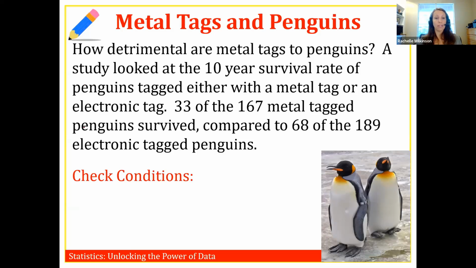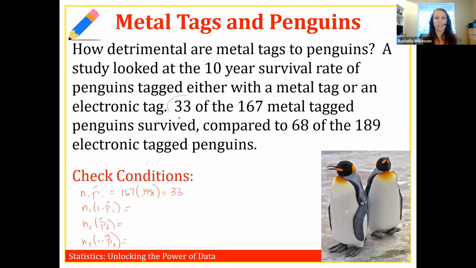So remember our conditions. We had N1 times P hat 1, N1 times 1 minus P hat 1, N2 times P hat 2, and N2 times 1 minus P hat 2. We need to figure out all 4 of these quantities, and then make sure that they're all at least 10. So the first one, N1 was 167, and P hat 1 was 0.198. If I multiply 167 times 0.198, I get 33.